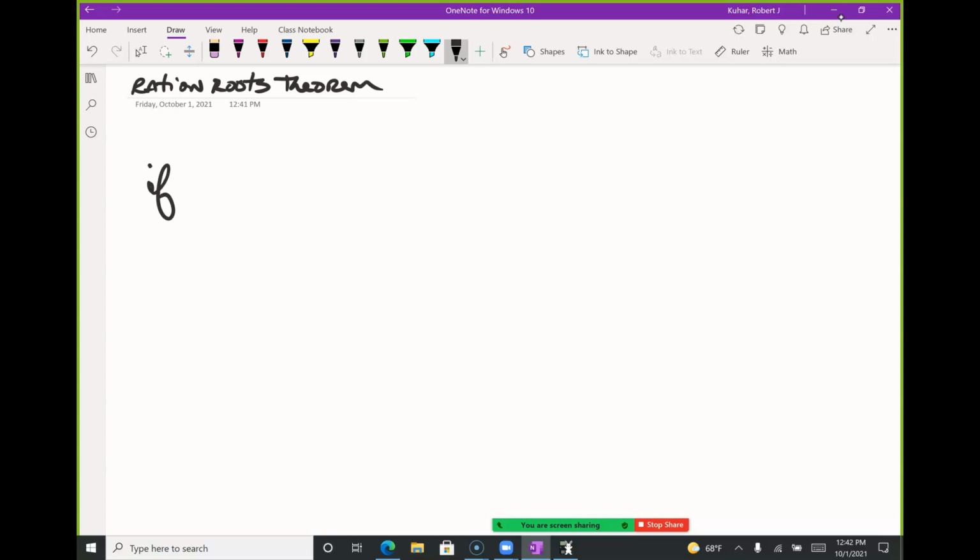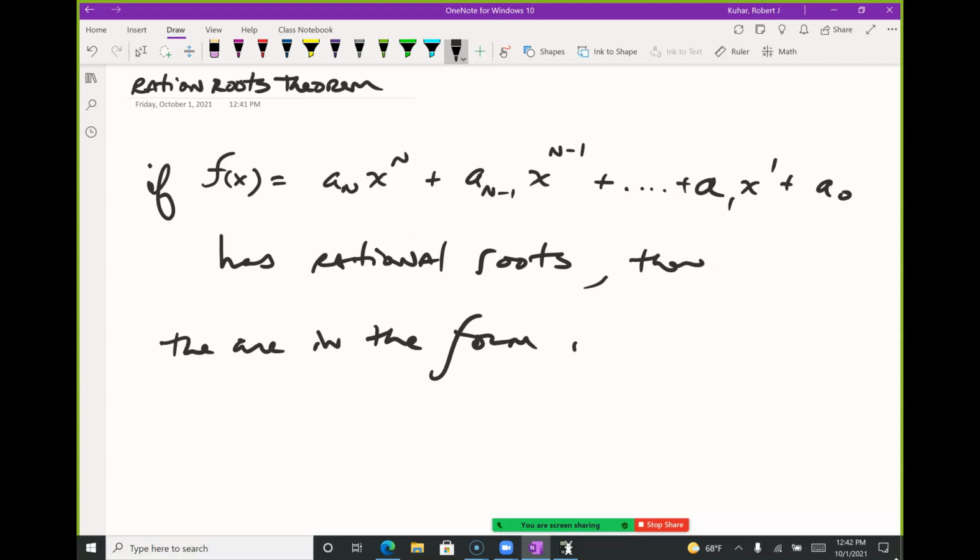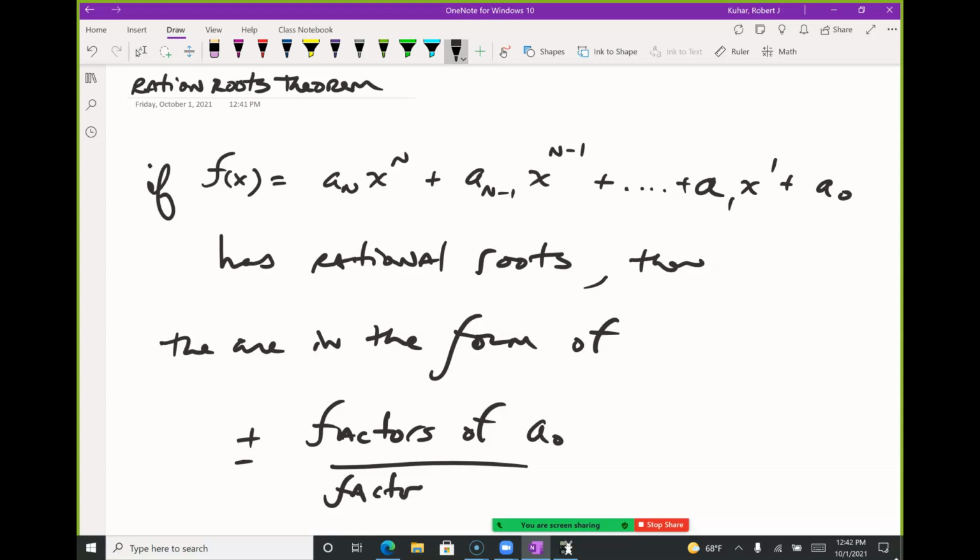If f of x equals a sub n x to the n plus a sub n minus 1 x to the n minus 1 plus, all the way down to a sub 1 x to the 1 plus a sub 0, has rational roots, then they are in the form of plus or minus factors of a sub 0 over factors of a sub n.